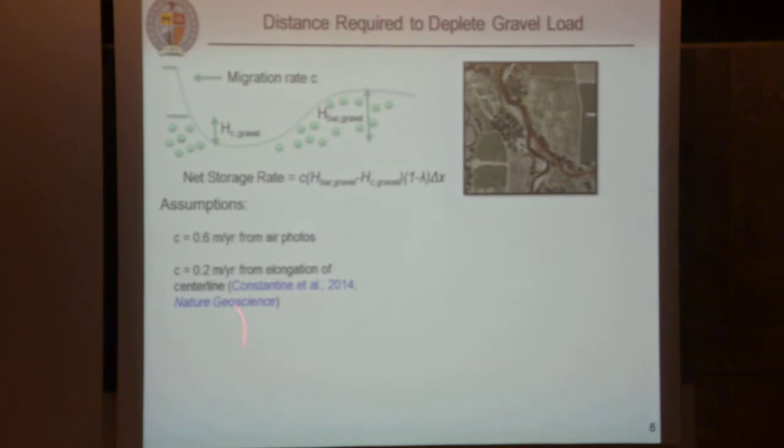One that I like and played around with the other day, Constantine et al. in Nature Geoscience, relate sediment transport rates to channel migration rates. And within their paper, they actually look at the rate at which oxbow lakes form.